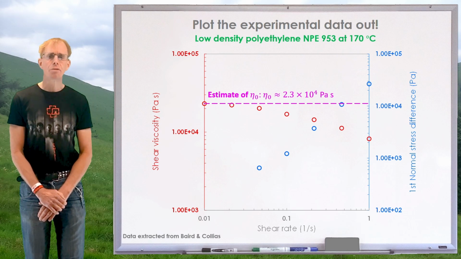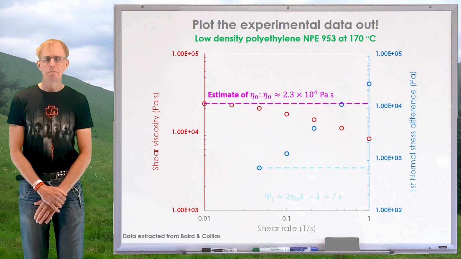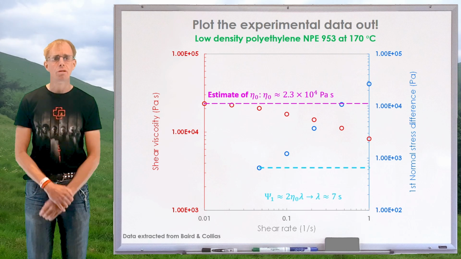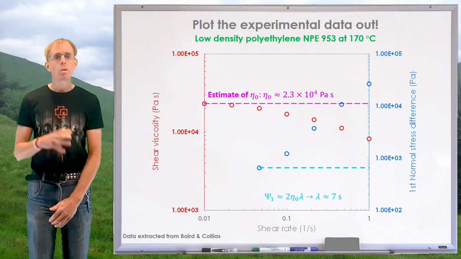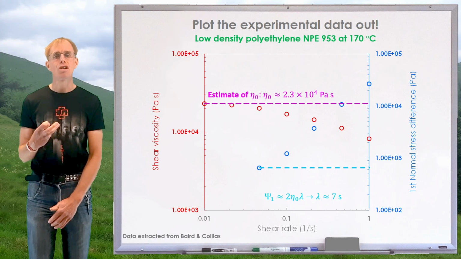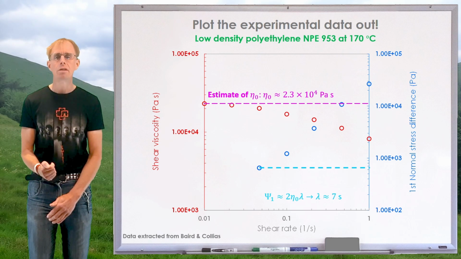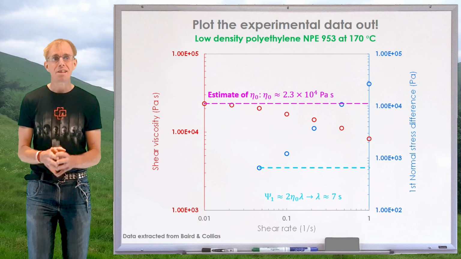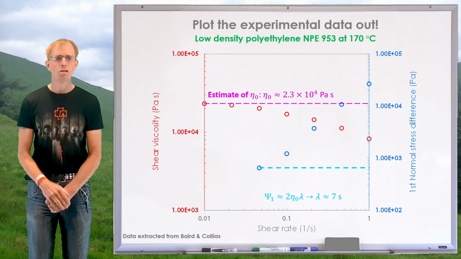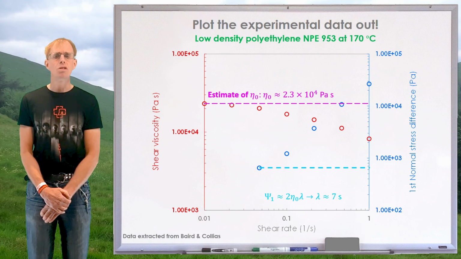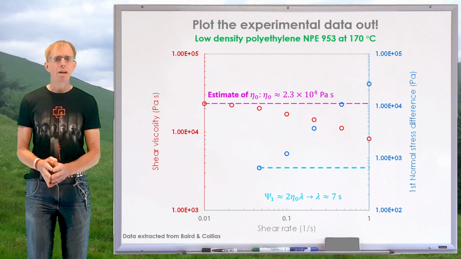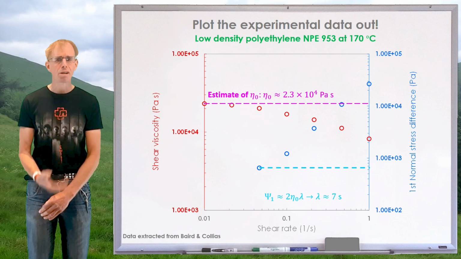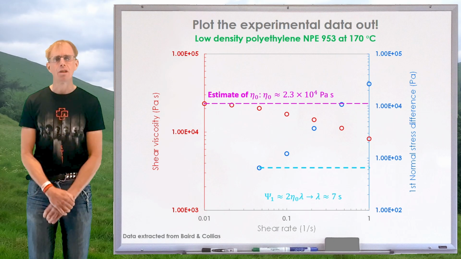Okay, let's look at the first normal stress difference now. At low shear rate, the lowest data point we've got corresponds to about 650 Pascal, give or take. We can convert that into the first normal stress coefficient by dividing by gamma dot squared. And then we can make use of the fact that for PTT at low shear rate, the first normal stress coefficient sort of goes as 2 times eta naught times lambda, which gives us an estimate of lambda of around 7 seconds, give or take. It's not microseconds, it's not hours, it's about 7 seconds.